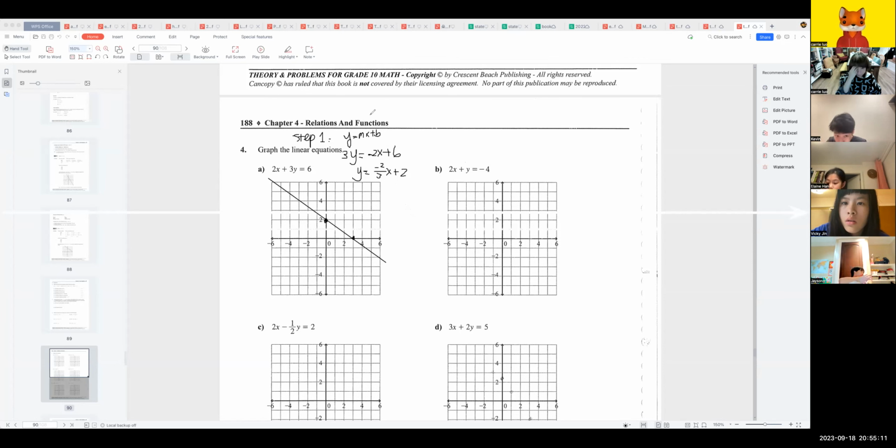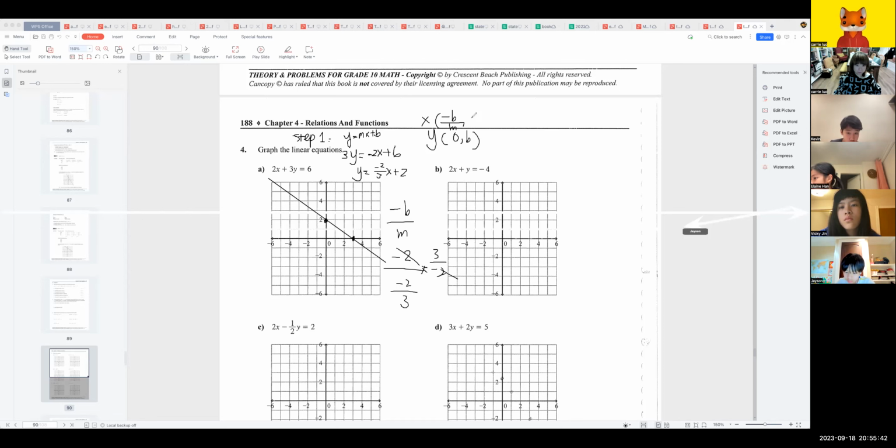Okay. Got it? Got it. And if you want to find this one, it's actually very easy. It equals negative b over m, right? Remember? So negative b is negative 2, over negative 2 over 3, so equals 3 over negative 2 times negative... so it equals 3. The y intercept equals (0, b), and the x intercept equals (negative b over m, 0).